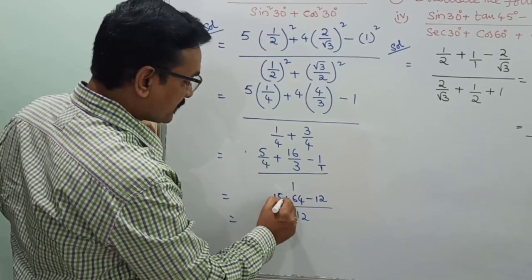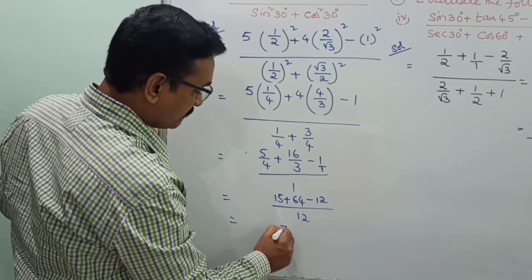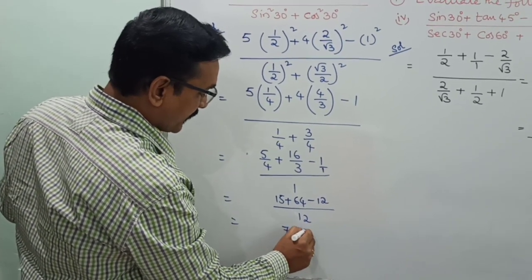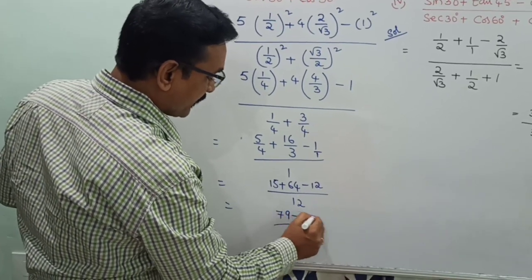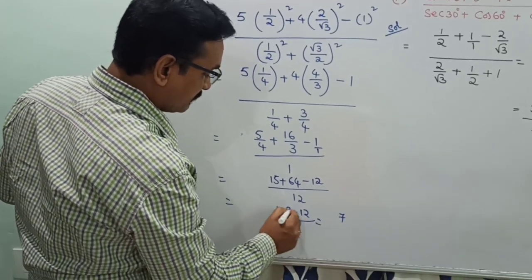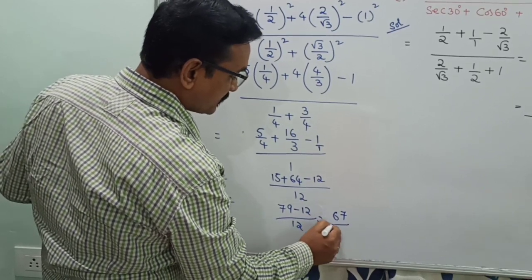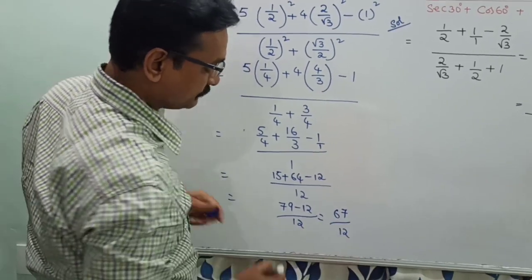Now 64 plus 15 is 79 minus 12 by 12. 9 minus 2, 7. 7 minus 1, 67 by 12.